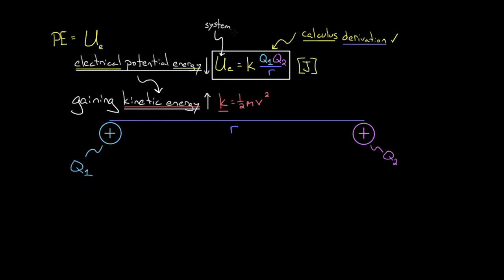Something else that's important to know is that this electric potential energy is a scalar. That is to say, it is not a vector. There's no direction of this energy. It's just a number with a unit that tells you how much potential energy is in that system. In other words, this is good news.